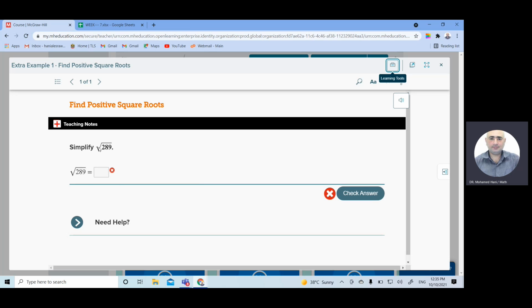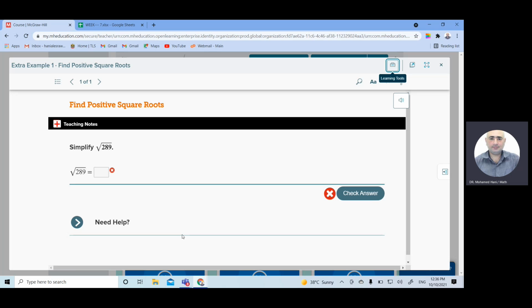Simplify the square root of 289. Who can tell me what is the number multiplied by itself equal to 289? 12. 12 times 12 will be 144.